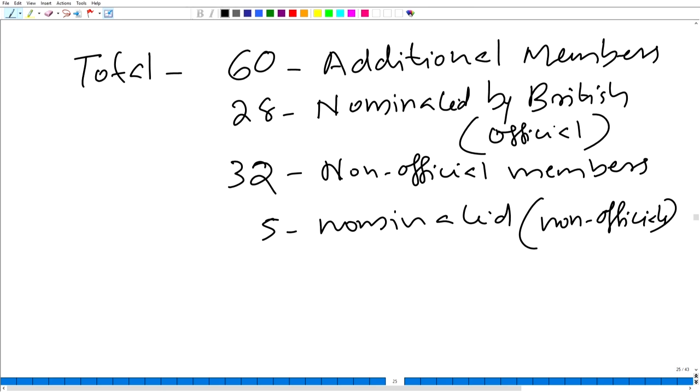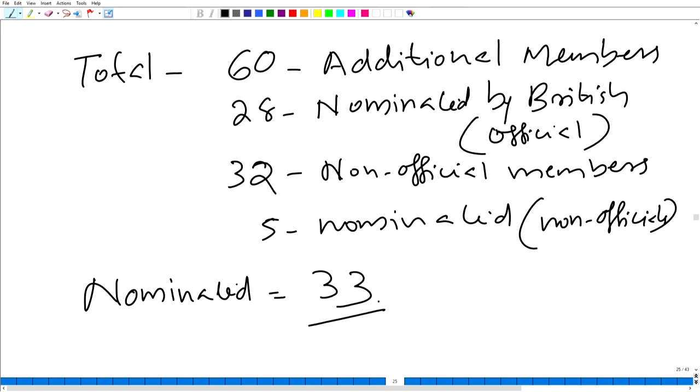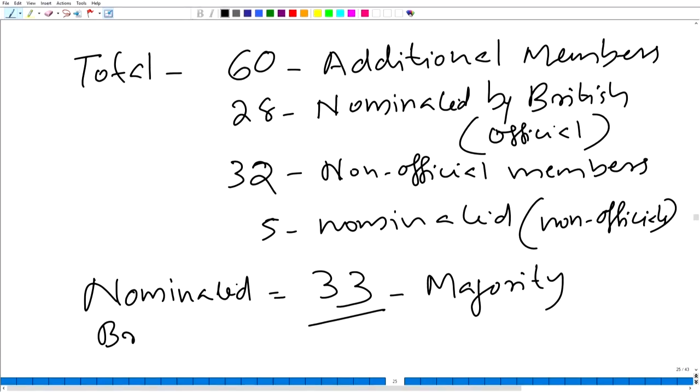But the total number of nominated members, including the non-official nominated members and the official nominated members, was 33. Out of the 60 members, the nominated members were 33. So, the nominated members enjoyed the majority, not the elected members. The nominated members always sided with the British government because they were nominated by it. It was to protect British interest in the Imperial Legislative Council.